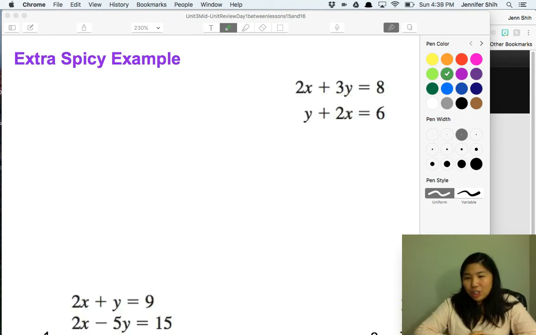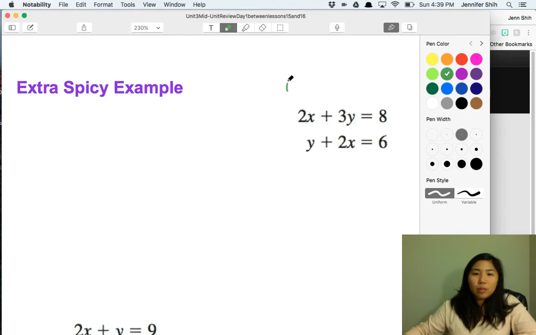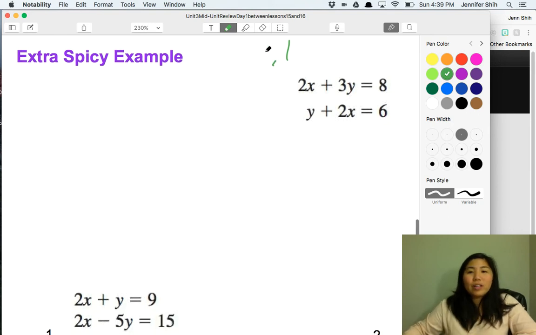Hello. Congratulations. You have made it to the extra spicy example. And in your notebook right now, you should write down, oh my goodness. Wow, I did not do that. Oh, come on. Okay. You should write down this example. This is your system, and we are going to solve for x and y.